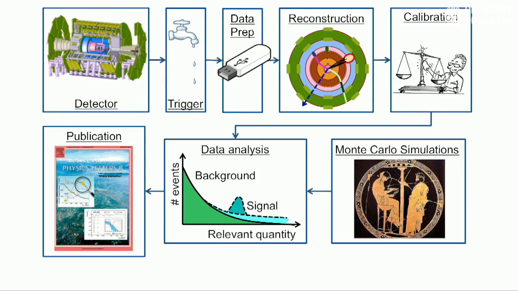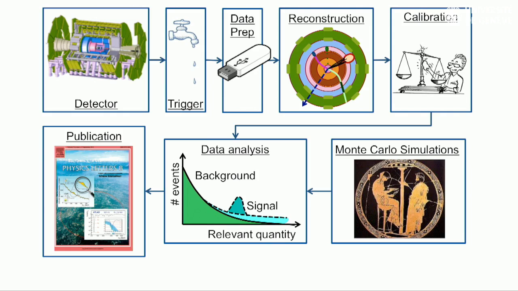Events that contain sufficiently interesting features to be further analyzed are triggered on and stored for further processing. These events go through event reconstruction. To ensure an accurate measurement of the properties of the reconstructed objects, a calibration procedure is applied. Calibrated objects are now ready for analysis.